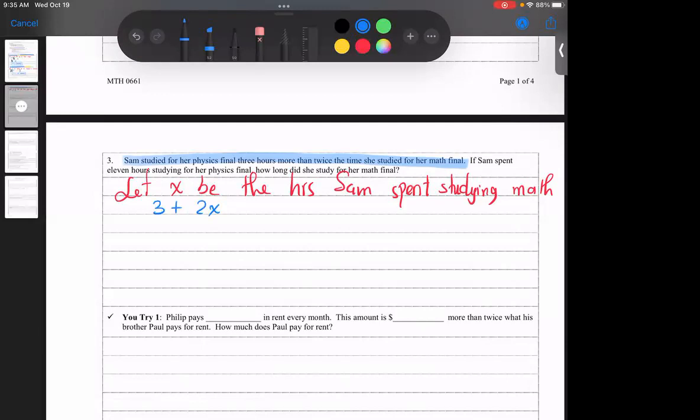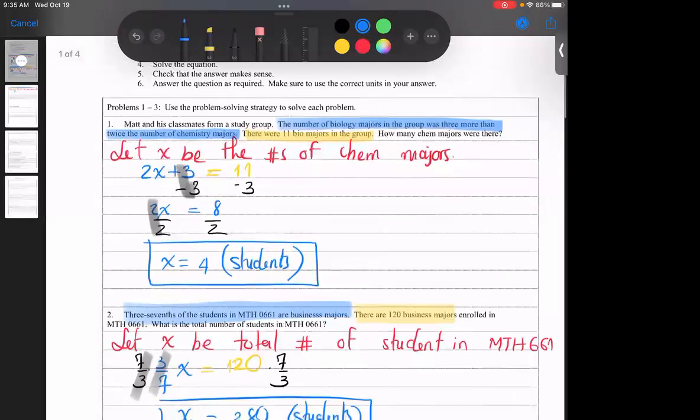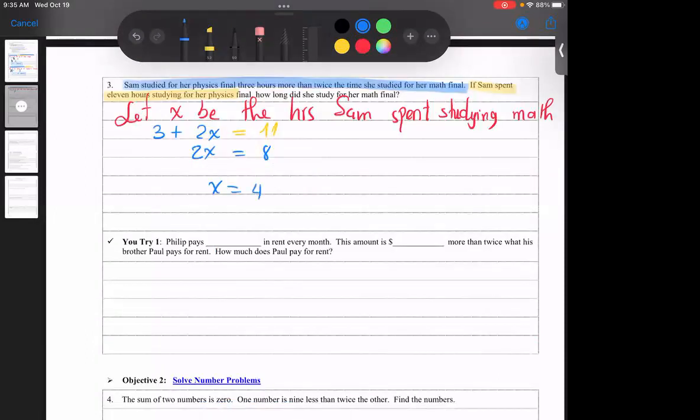For the unknown, we call it x, so 2 times x equals 11, right? Then you solve for x. Subtract both sides by 3, 2x equals 8, x equals 4.